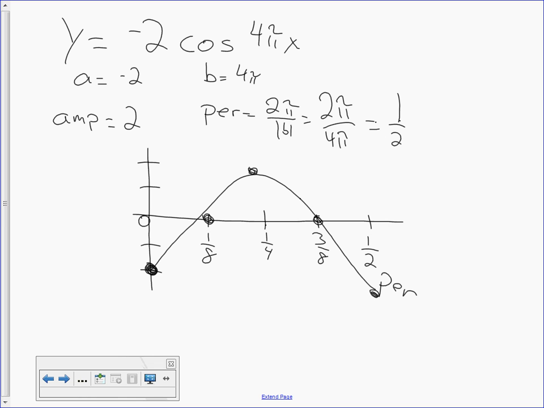Remember, cosine always starts at your value of a. Sine always starts at 0. It starts at 0 and then goes to a. Cosine starts at a, then goes to 0. That's the only difference between those two functions. That's the only difference.